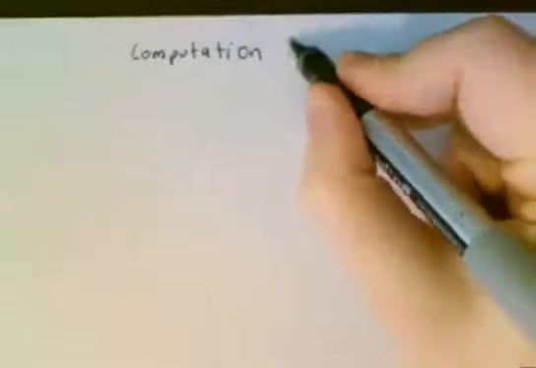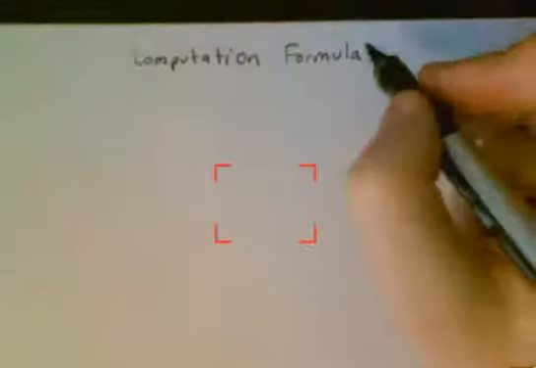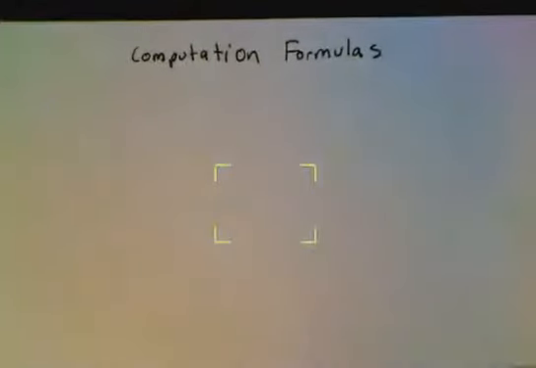So far in these videos, we worked with one way of writing the formulas for population and sample variance and standard deviation. In this video, we're going to look at another way of writing them that are called the computation formulas. Let's first look at the ones that we're familiar with.